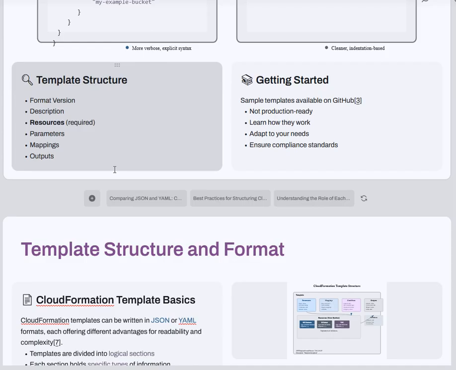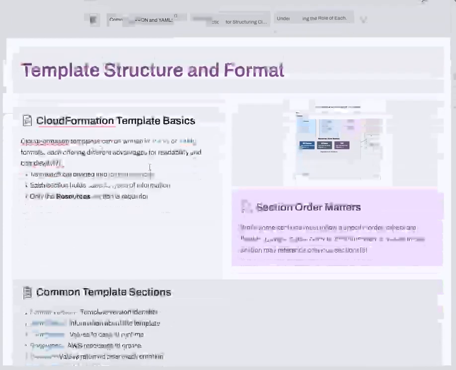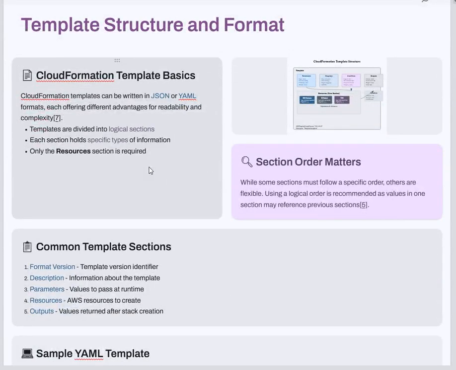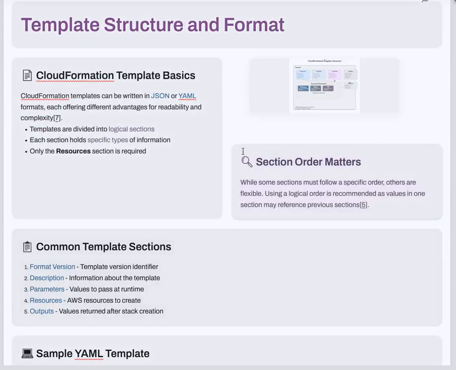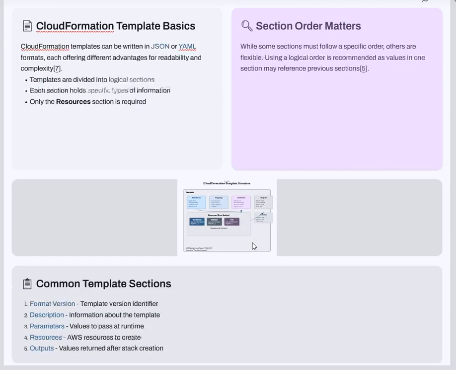So to get started, sample templates are available on GitHub. They are not production ready, so learn how they work, adapt them to your needs, and ensure compliance with standards. They can be applied through GitHub. We're going to have a look in the future at an actual demonstration in the AWS portal. All right, so we are going to look at more details of these.